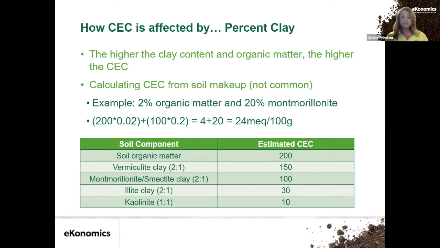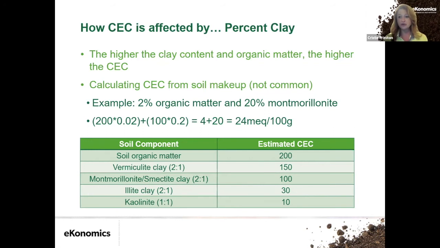In general, as clay content increases, CEC increases, but it also depends on what type of clay is present as to how much you would see an increase in CEC. Your vermiculite clays, which are 2-to-1s, may have the highest estimated CEC compared to the montmorillonites or the smectites. Now, this is important because as clays or as soils weather, you begin to lose more CEC.